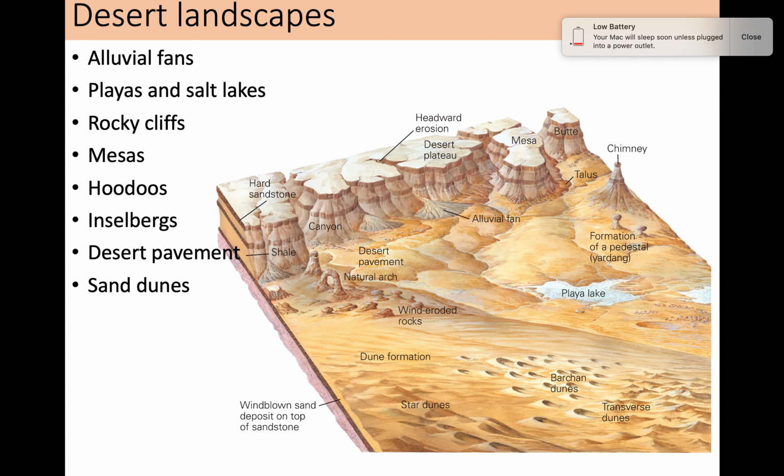So some desert landscapes here, you don't need to know all of them. I'm going to go through just a few of them. We have alluvial fans, which you already know about. We're going to talk about just a few of them in examples in the rest of this PowerPoint. Hopefully my computer doesn't die. It might. We'll see what happens.